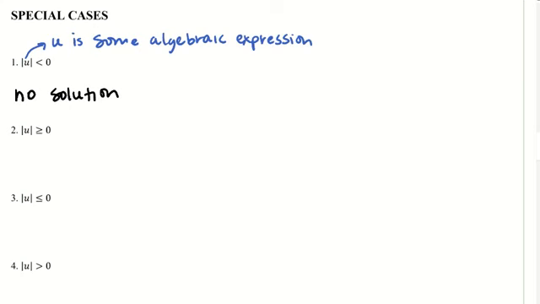What do we think about the absolute value of a thing is greater than or equal to 0? What kind of values have absolute value greater than or equal to 0? If we think about anything, it's going to have an absolute value greater than or equal to 0. So u could be anything. So this would have a solution set of all real numbers.